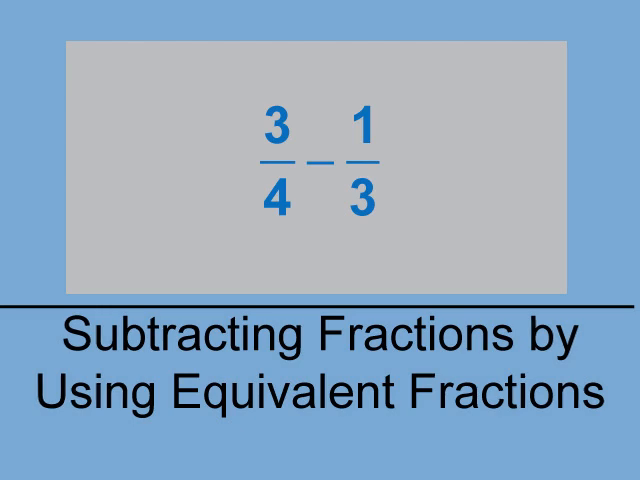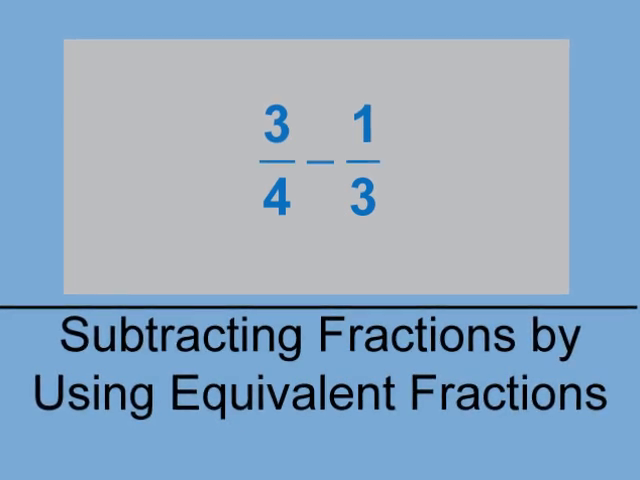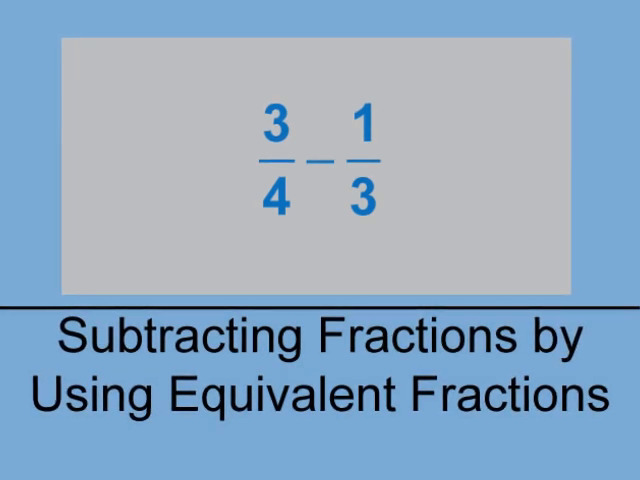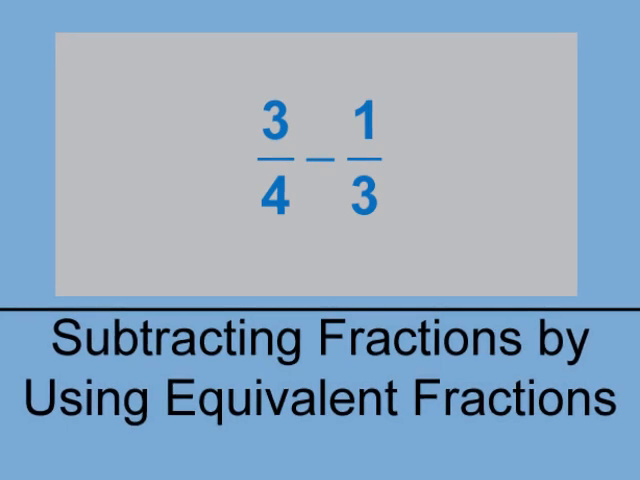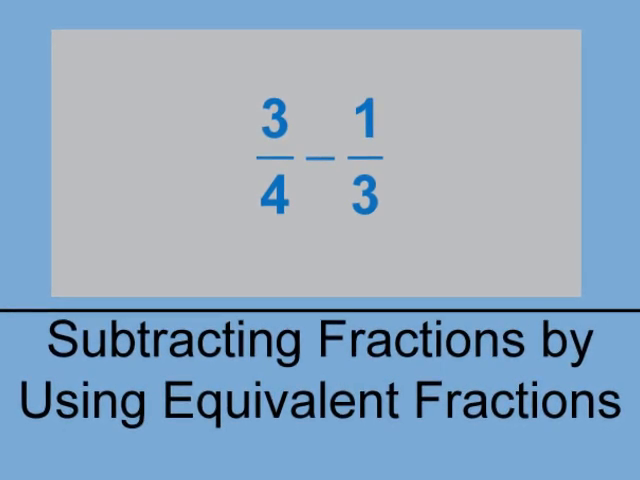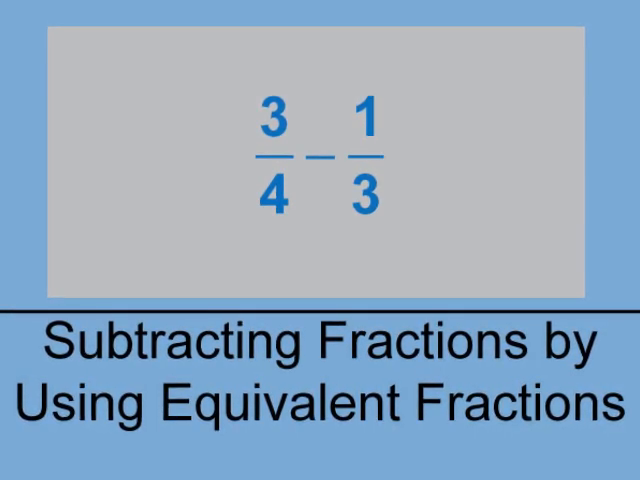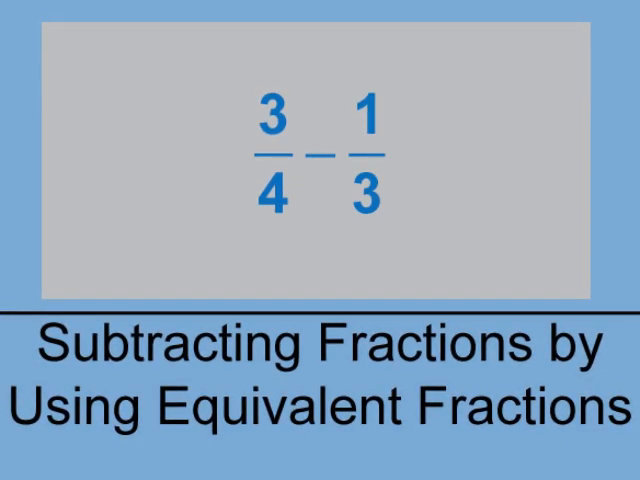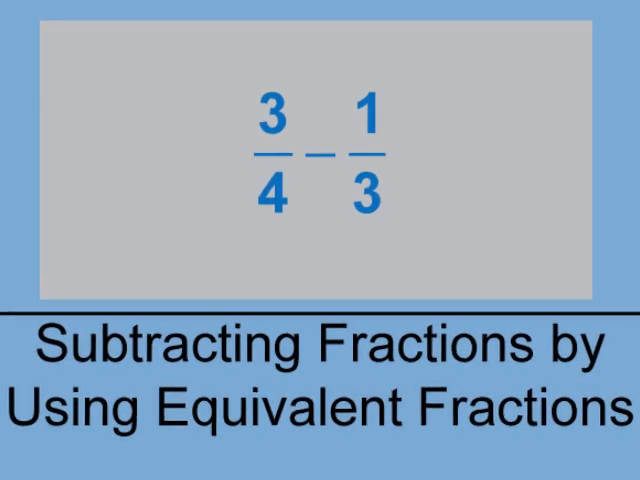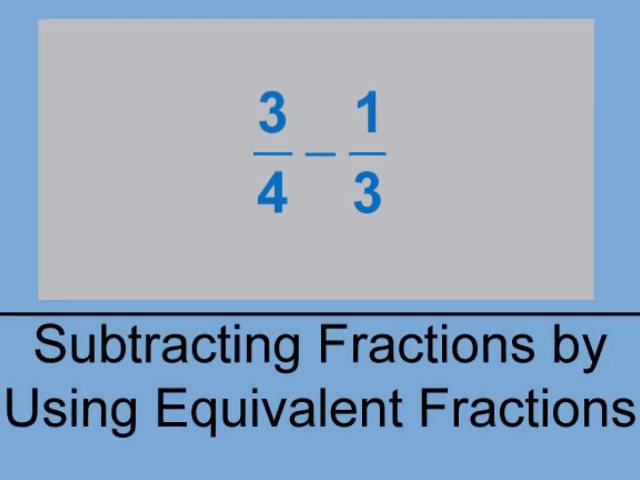An effective technique for subtracting fractions with unlike denominators is to generate equivalent fractions in order to find a common denominator. In this video, we will use this technique to subtract fractions with unlike denominators. In each case, the fraction differences are less than 1, and the solution is written as a fraction in simplest form. Let's start with an example.